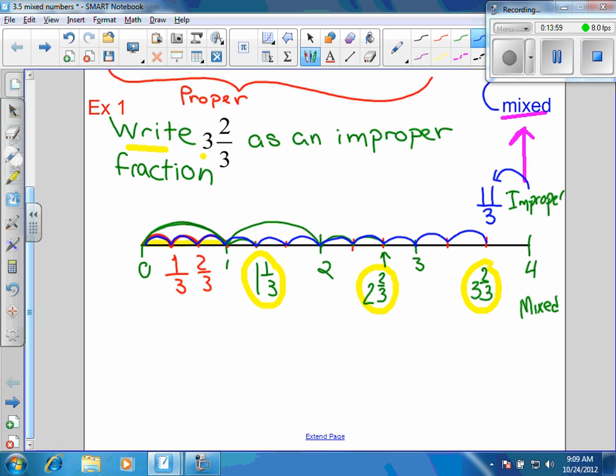So the mixed would count the wholes, right? 1, 2, 3. There's a 3, and then 2 littles. See the difference? So your job is to see how many you go to 3 and 2/3. That's right, because your job was to write 3 and 2/3 as an improper fraction.